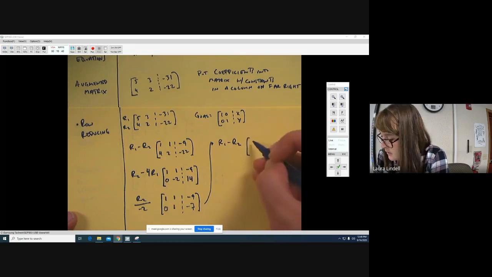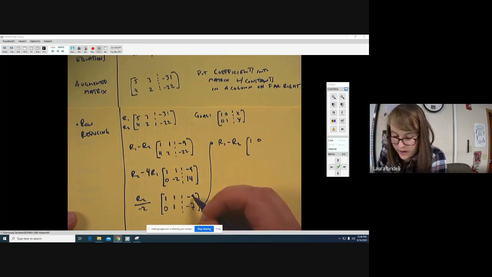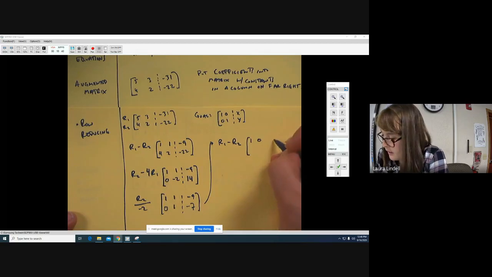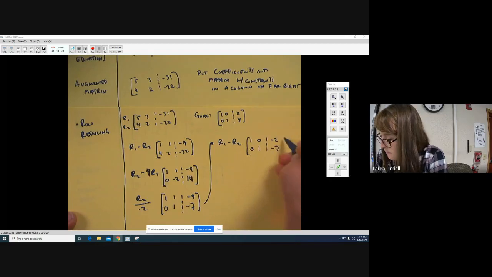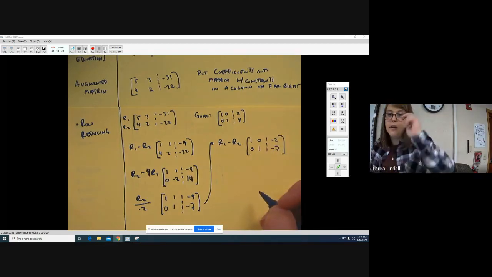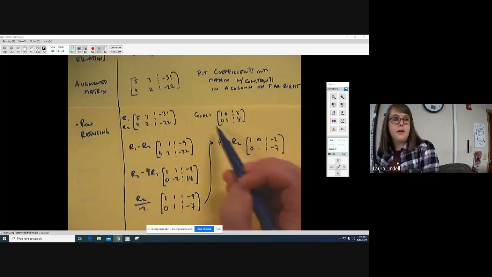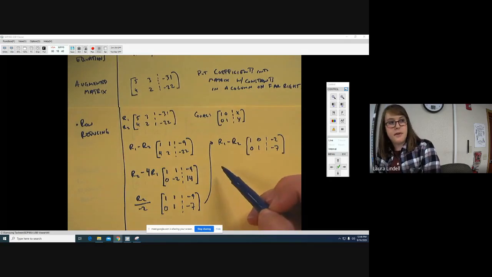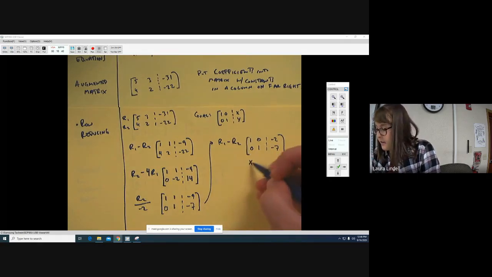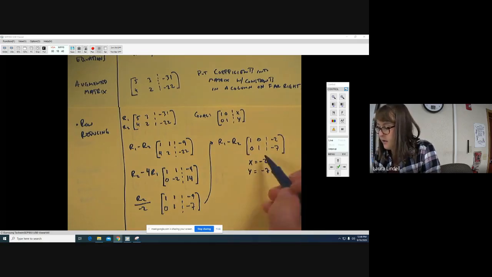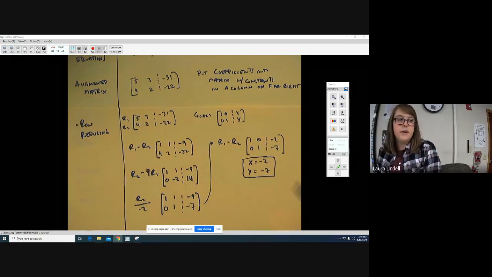So that will give us 1 minus 0 is 1. 1 minus 1 is 0. -9 minus -7 is -2. And then we're leaving the bottom row the same. Okay. So now we have something that looks like our goal here. So we're done. And what this tells me is that x equals -2 and y equals -7. And that is the solution to our system of equations.